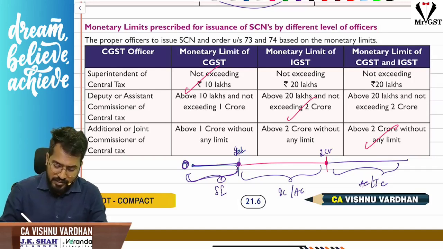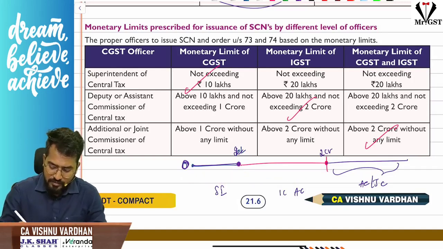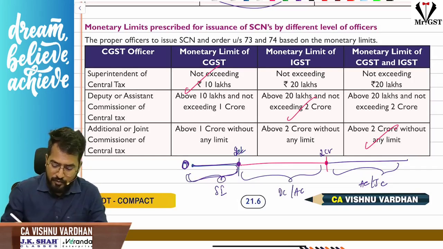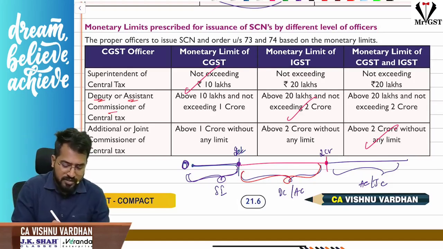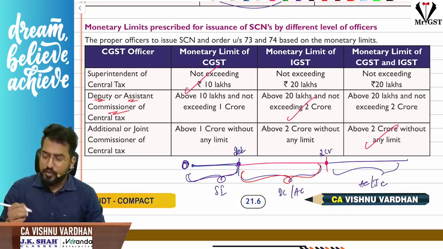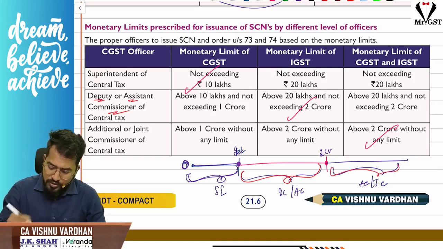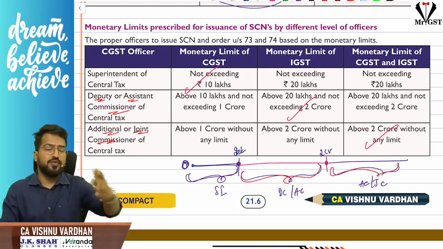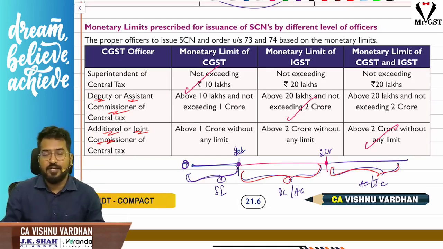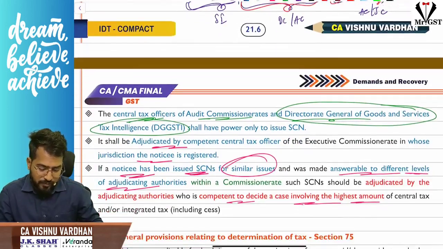Next, sir, if it is ranging from 20 lakhs to 2 crores, then the deputy commissioner or assistant commissioner will have the power. Okay. Now, sir, if it is more than 2 crores, then the additional commissioner or joint commissioner will have the power to issue the show cause notice and the order. That is the concept. Okay, the authority.